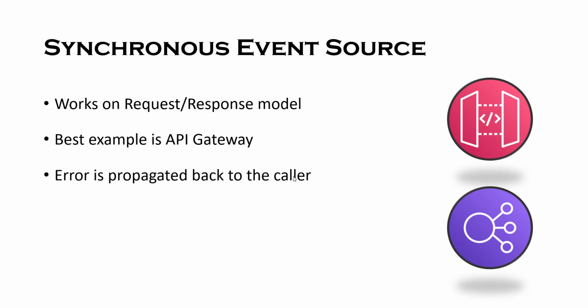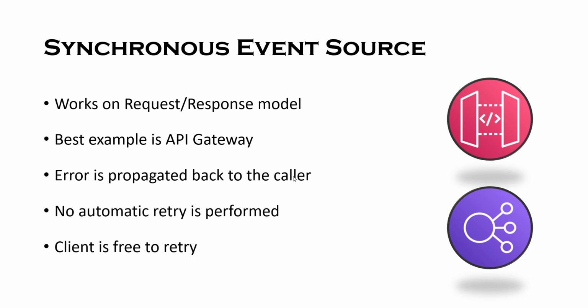So if API Gateway is calling Lambda and an error is thrown by Lambda, it should be sent back to the API Gateway. There's no automatic retry as such in this case with Lambda config. But it's always the best practice to retry, so clients should implement this retry mechanism. Apart from API Gateway, you can also use Application Load Balancer to trigger the Lambda.